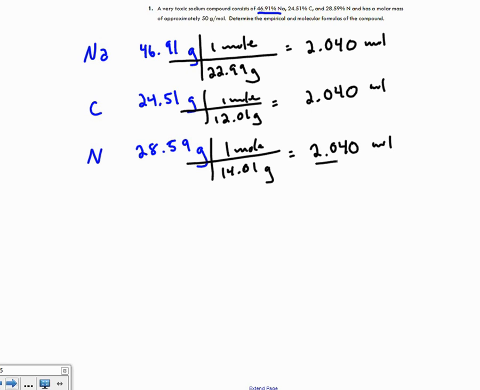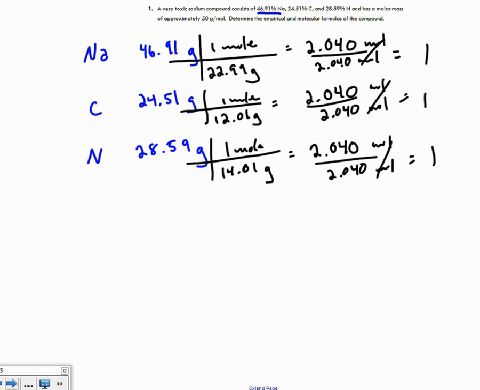So for the divide by smallest step, that's pretty darn straightforward. I'm dividing in each case by the same number. And notice too, there's units, but they all get canceled out. I'm doing moles over moles. So everything gets canceled. I'm left with 1, 1, and 1, which means that multiply till whole step is already done for me. My empirical formula is NaCN. But I'm not done yet.